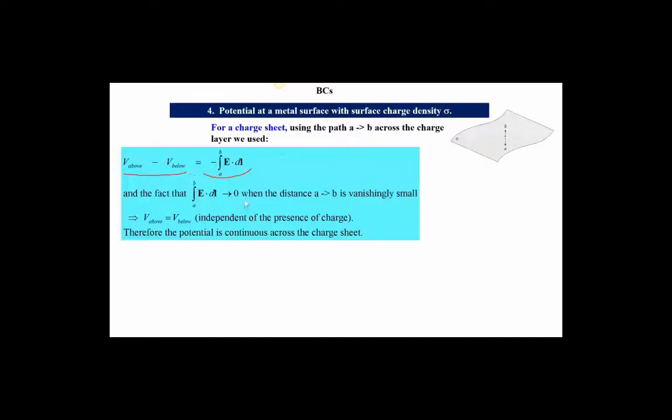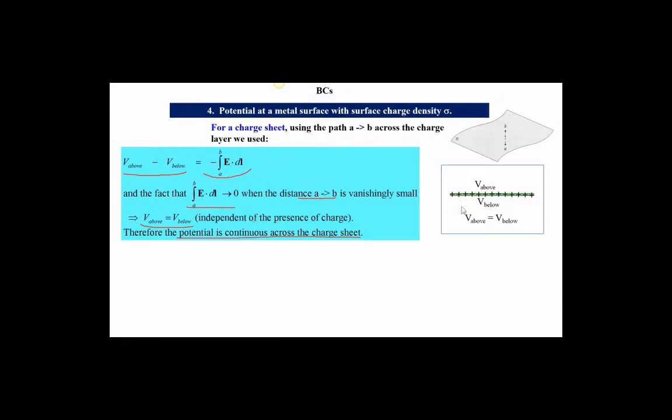But we know that if we let this distance go to very small intervals, so if the distance a to b is vanishingly small, then this will go to 0. So if this is 0, then the potential above equals the potential below. And I've written that here. Again, this is not dependent on the presence of charge. Therefore, the potential is continuous across the charge sheet.